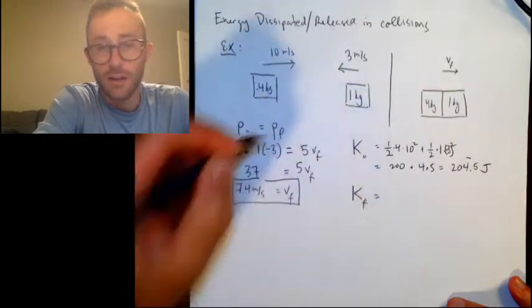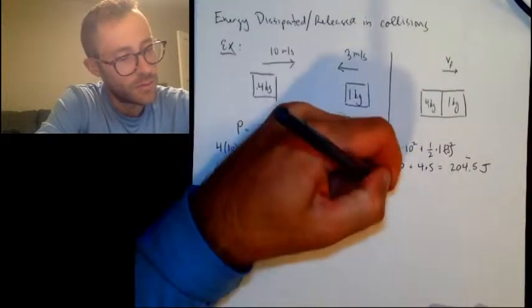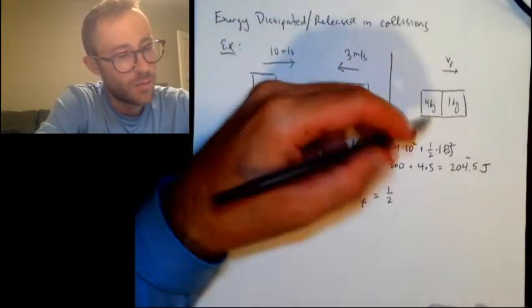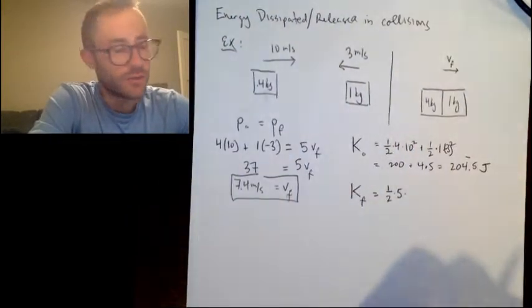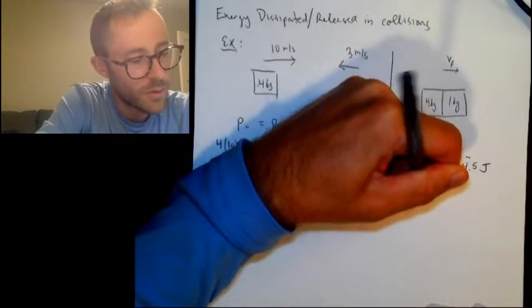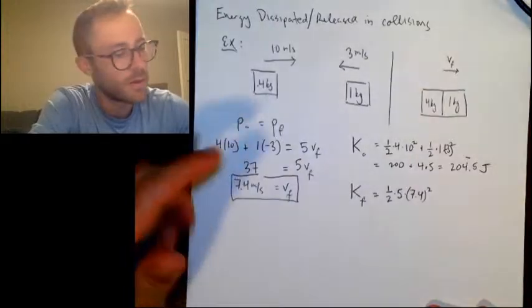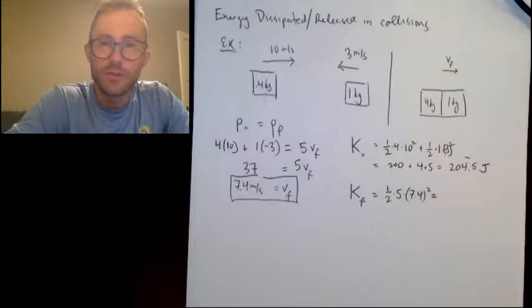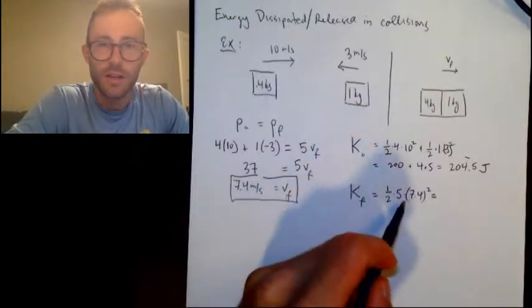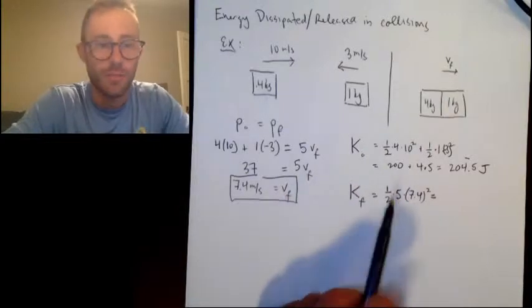For the final kinetic energy, these two masses are acting as one object. So we have 1/2 m, which is 5, times v squared, so 7.4 quantity squared. And so working that out, so this is the final kinetic energy. I'm using the final velocity of the pair. I'm using the mass of the pair.